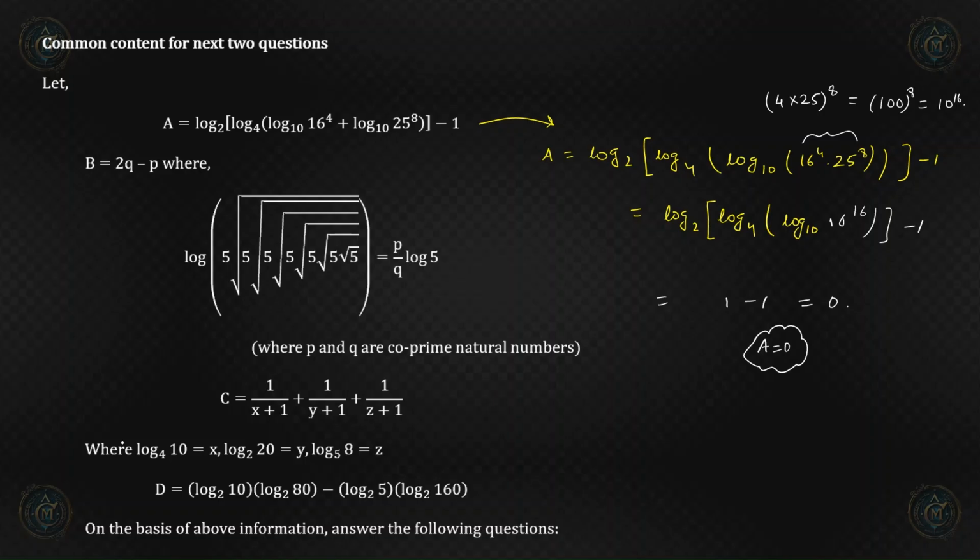Now let us calculate B here. B is 2q minus p, where p and q are these quantities. Log of this quantity is p by q log of 5. So let us decode this. 5 to the power 5 root, then 5, then again root, then 5, then again root. So how many 5s are there? 1, 2, 3, 4, 5, 6, 7.